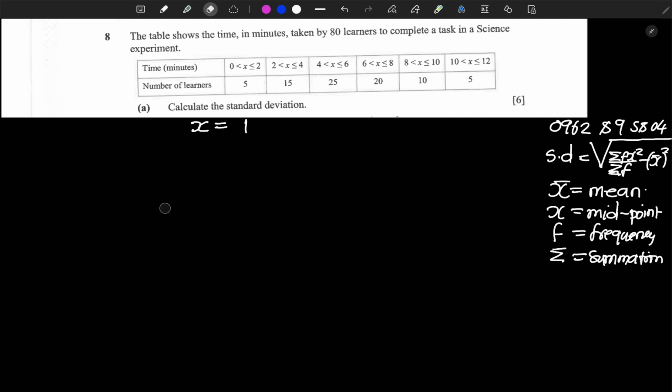You go to the second range. 2 plus 4, which gives us 6, divided by 2, we are going to have a 3 here. Then 4 plus 6 is 10, divided by 2, we are going to have a 5. 6 plus 8 is 14, divided by 2 will give us a 7. 8 plus 10 is, not 16 but 18, divided by 2 is 9. 10 plus 12 is 22, divided by 2 here is 11. So that is how we are supposed to find the midpoint. So we can go to mean.